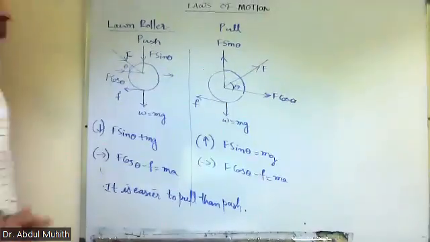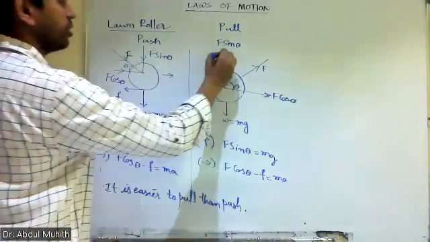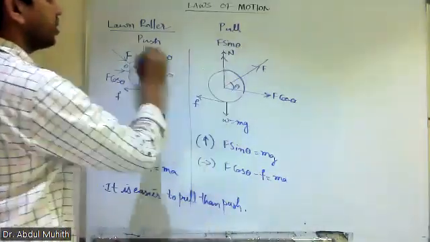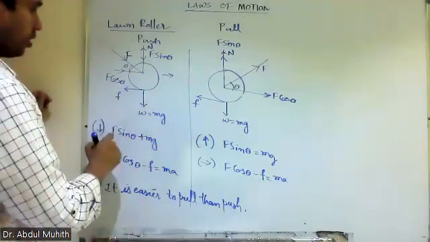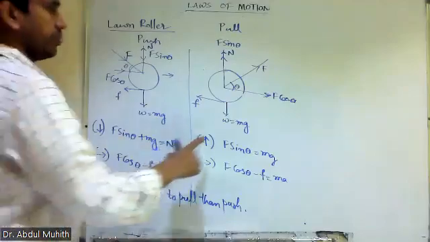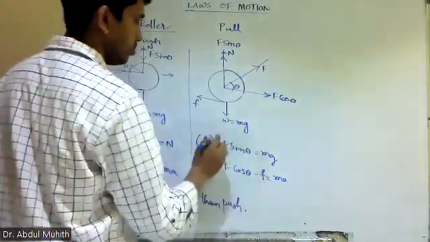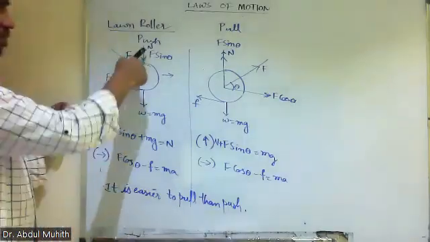See, one more thing, here there is a normal reaction also. So I will add normal reaction here, normal reaction here. Okay. So that will be equal to what? F sin theta plus mg equal to N. Here F sin theta plus N equal to mg. Here N is the normal reaction. N is the upward force.